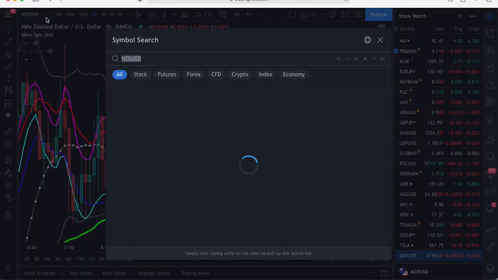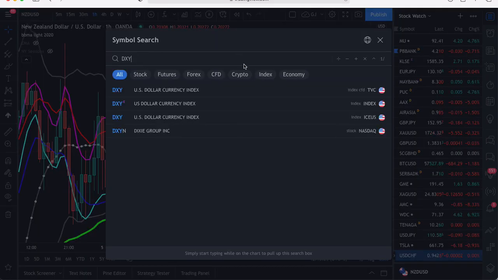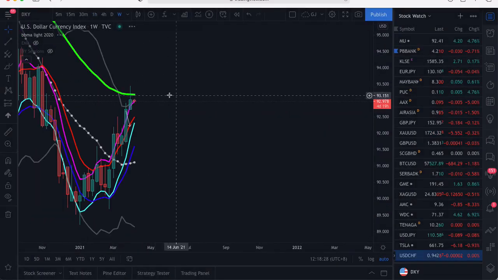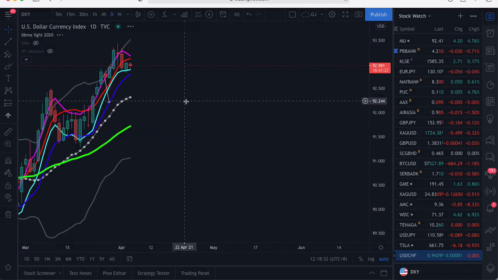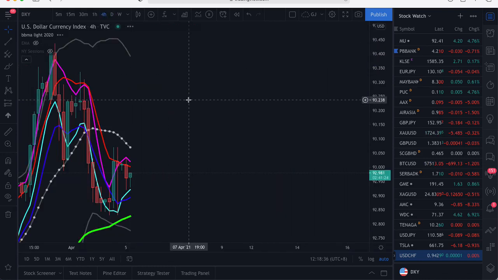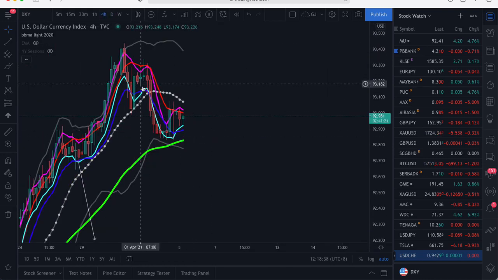Alright, we will start with DXY, the USD currency index. From the weekly time frame, we can see DXY at the re-entry sell zone. In the daily time frame, we can see it's making a MHV sell, and on H4 we can see that currently CSAK was formed and price is making a re-entry sell.